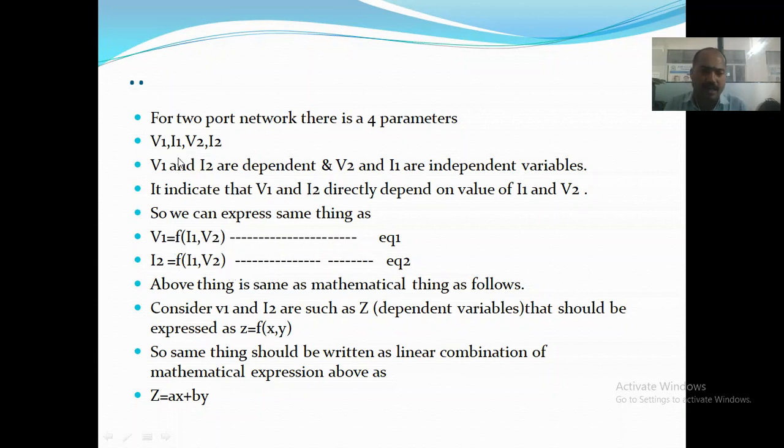I already told you that V1 and I2 are dependent variables and V2 and I1 are independent. So we separate out V1 and I2. The value of V1 depends on V2 and I1, and the value of I2 also depends on V2 and I1, right? So V1 is a function of V2 and I1, and in the same way I2 is also a function of V2 and I1, right?